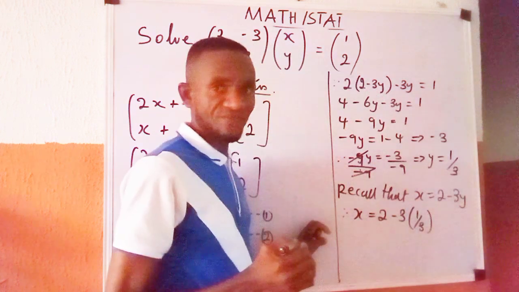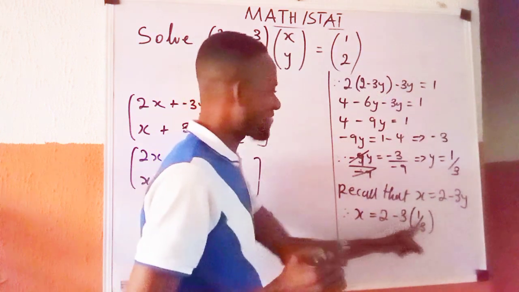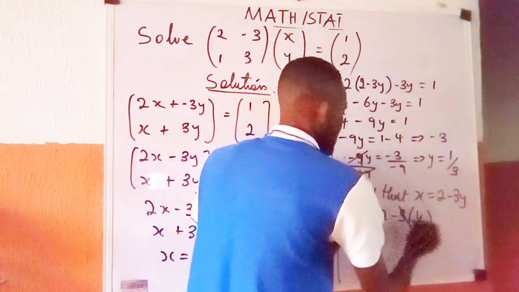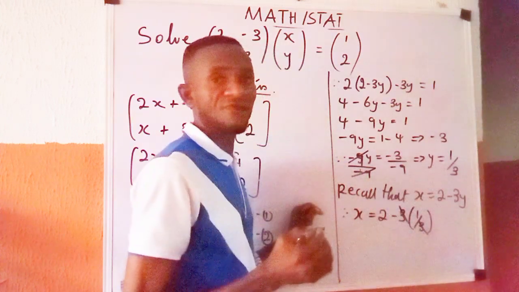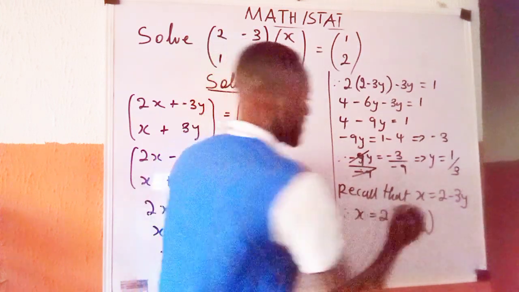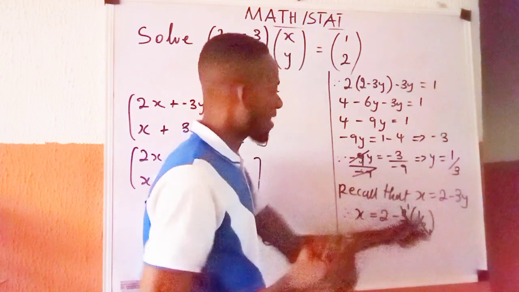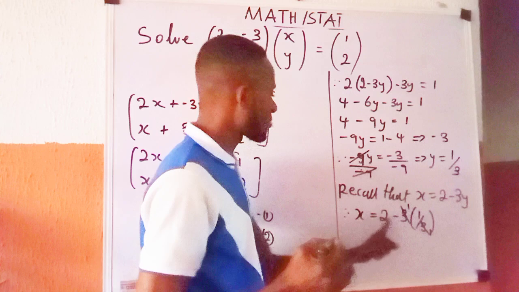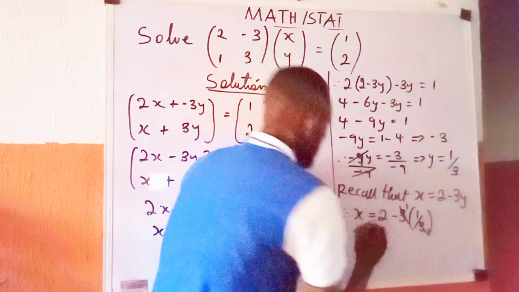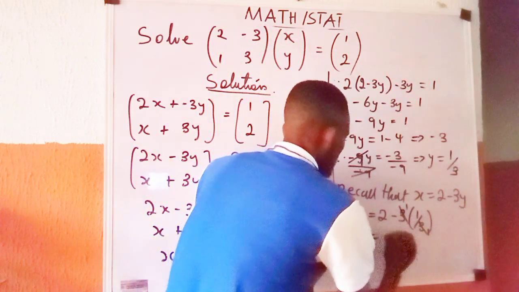So here I have 3, here I have 3. So this 3 can cancel this 3 off. Then, of course, 3 goes into itself 1, and 3 goes into this 3 once. And 1 times 1 is 1. And 2 minus 1 will give me 1. So I'll say, therefore, my x is equal to 1.